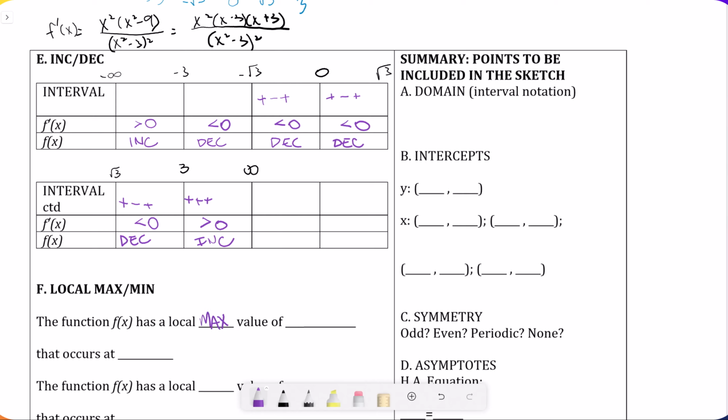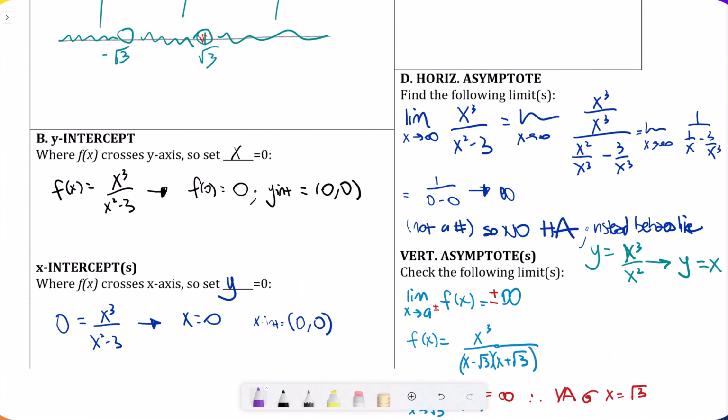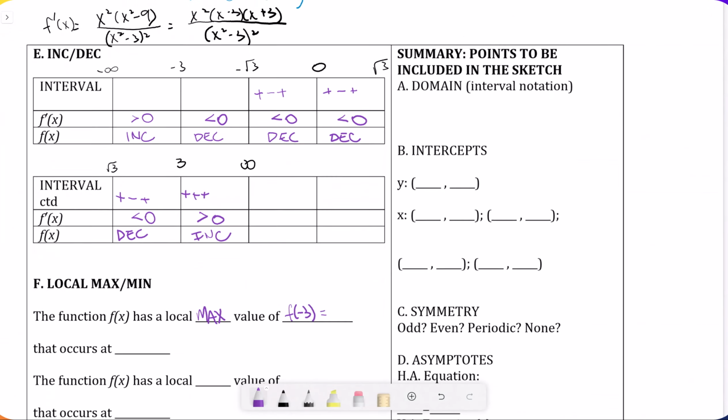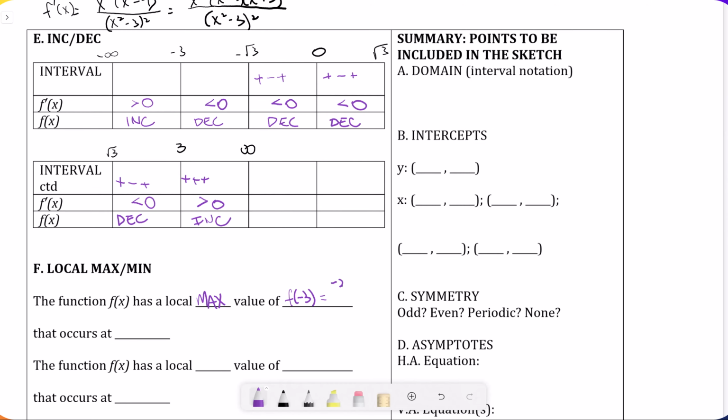of f of negative 3. So when we plug in negative 3 into our original function, which is x cubed over x squared minus 3, we get negative 27 over 9 minus 3. So negative 27 over 6, negative 9 over 2, negative 4.5. And that occurs at negative 3.